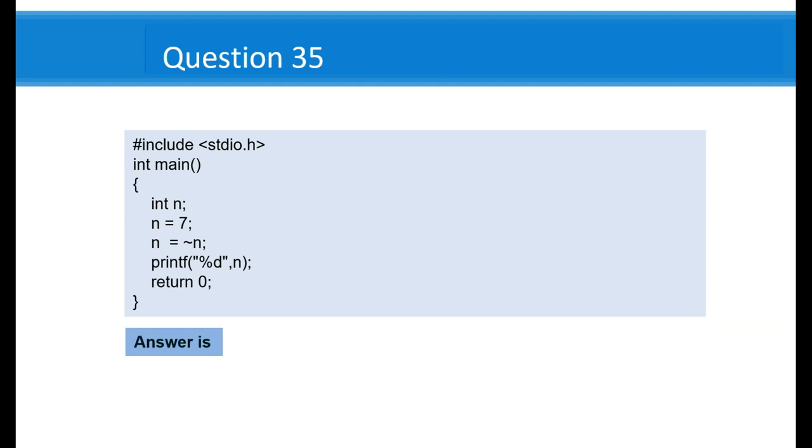Next question, here you have the tilde operator or the ones complement operator. So you have n is 7. N is equal to tilde of n, that's the ones complement, and then you print the value of n. So here, right, let's see what happens. I want you to guess the answer. Okay, the answer is -8. So if you get any number, let's assume you're getting 100, answer will be -101 when you do this.